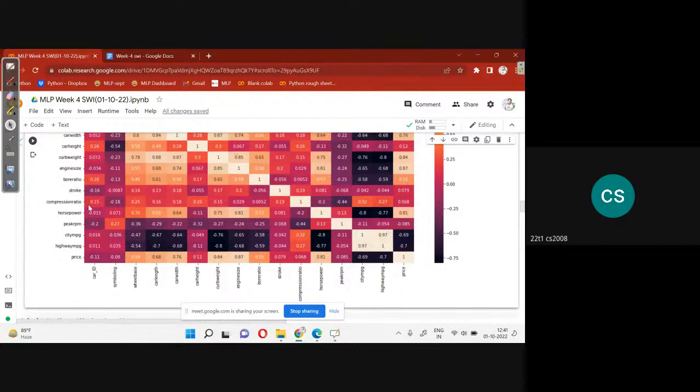Why? Because mileage is inversely related to the car's power. For a higher end car, people want the engine power. People want power, not mileage. People focus on the power. If you see cars like Ferrari, they have very high horsepower and their engine size is high, but their mileage is very low.